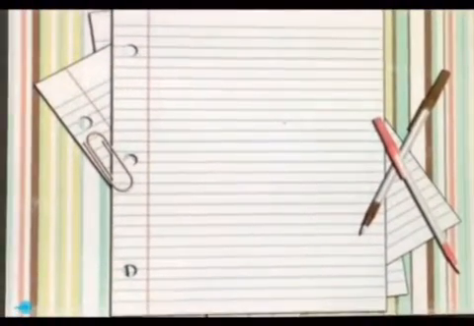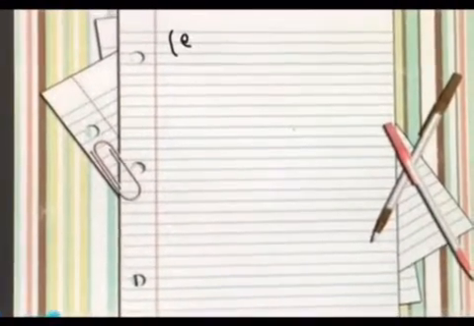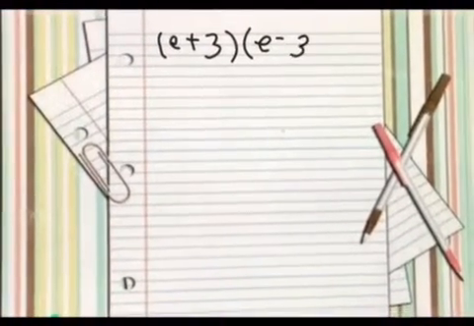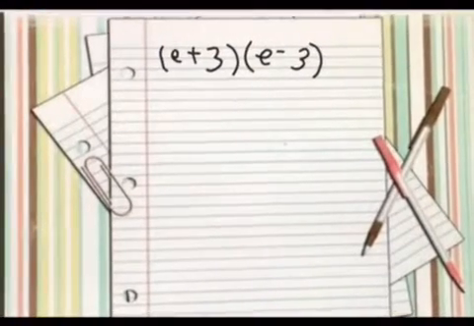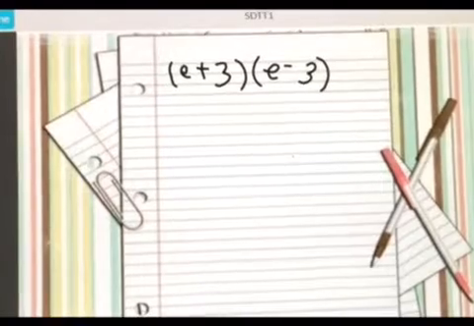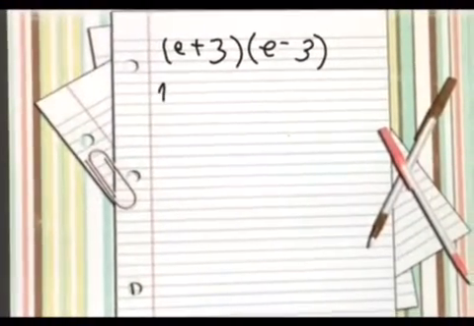On today's video, we're going to use a special product, which is sum and difference of two terms. To solve for the sum and difference of two terms, or SDTT, we write it as quantity e plus 3, quantity e minus 3. This is our easy question. To solve for this using SDTT, we follow the following steps.